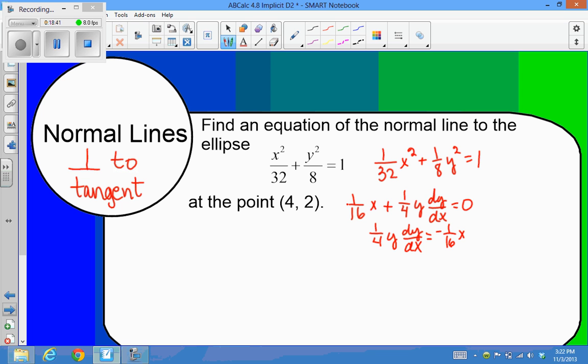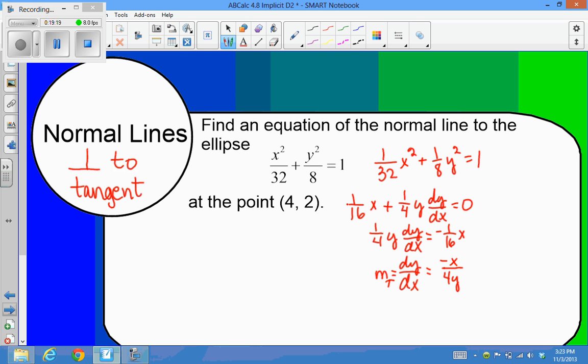Multiply both sides by 4, you can do that, and divide by y, and dy/dx is going to be negative x over 4y. Multiplied by 4, made my 1/16 reduced to 1/4, divide by the y, put the y in the denominator on both sides. Okay, so now dy/dx is my slope. That's the slope of my tangent line.